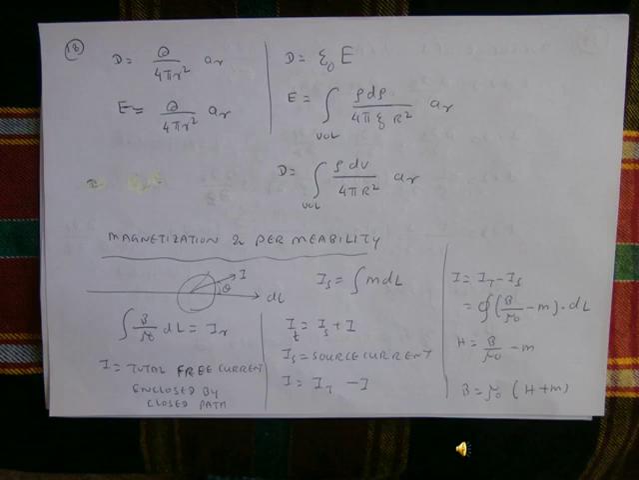Now set up the equation for charge density and electric field intensity: E equals Q divided by 4 pi epsilon 0 r squared a_r. With D as flux density and rho as volume charge density, E equals rho dv divided by 4 pi epsilon 0 r squared a_r.